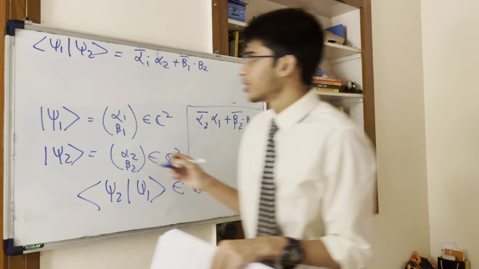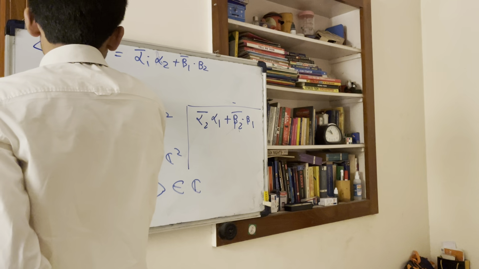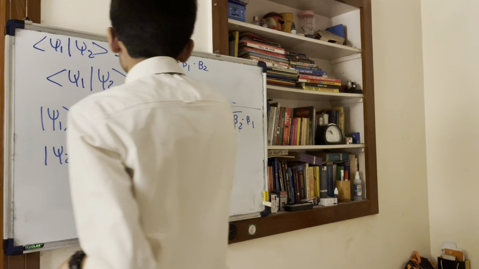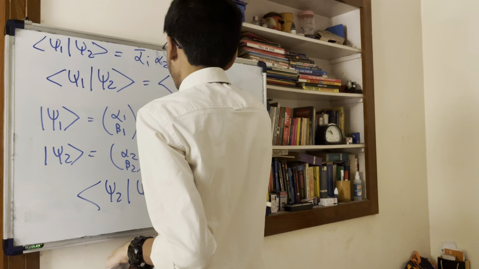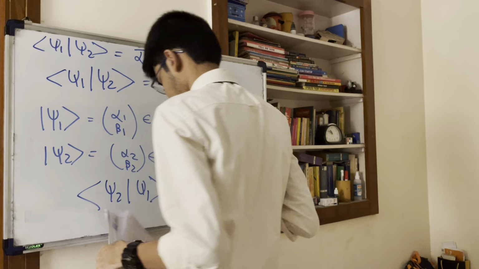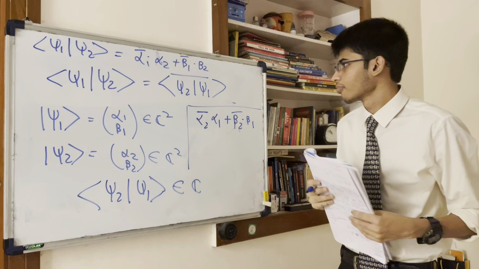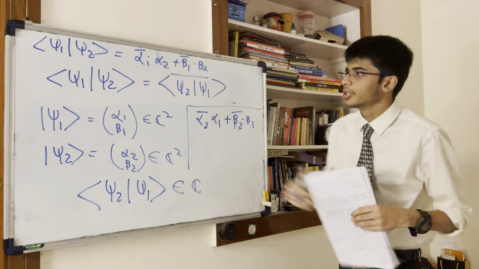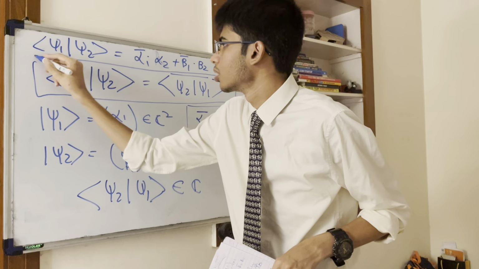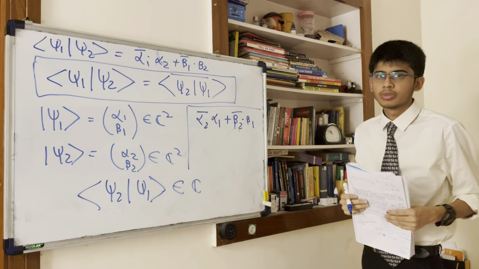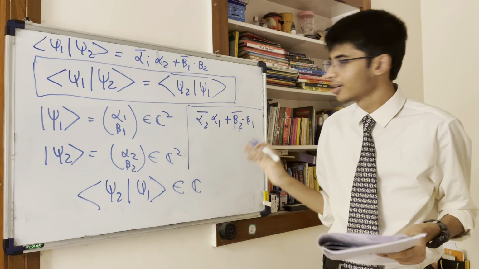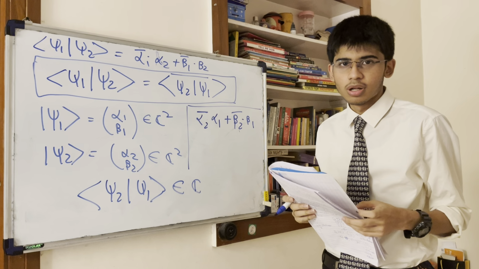We can write that the inner product of psi 1 with psi 2 is equal to the inner product of psi 2 with psi 1, the whole thing conjugated. So this is a very important relation, and this is how we build. This is the basis, no pun intended, for our whole subject.